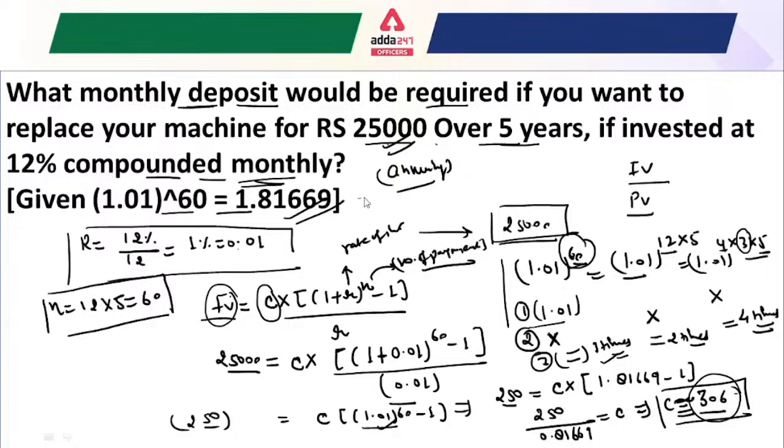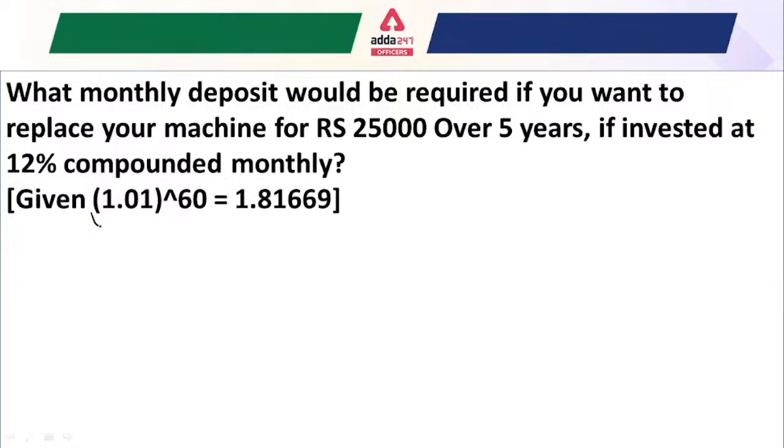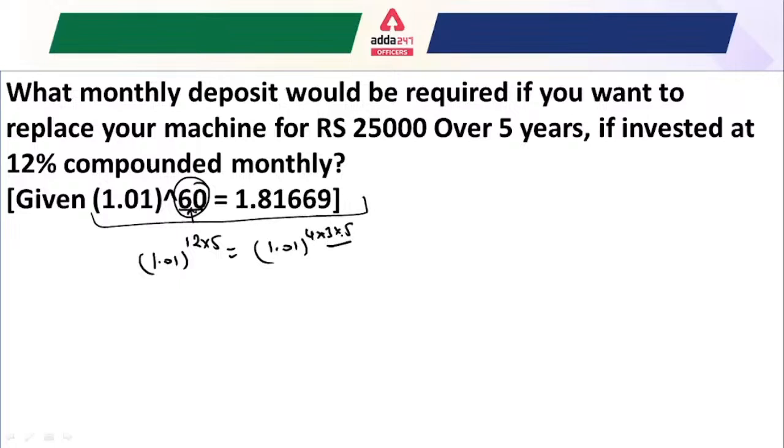What you have to do, I am repeating one more time: although these kinds of values are usually provided in the examination, if it is not provided, you simply have to factorize. You do not need to think so much about this. Factorize the 60, so this is 12 into 5, and you can also write this like 4 into 3 into 5. This is the way you can solve.